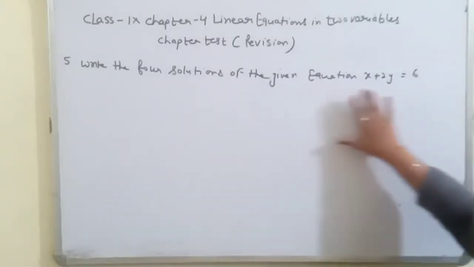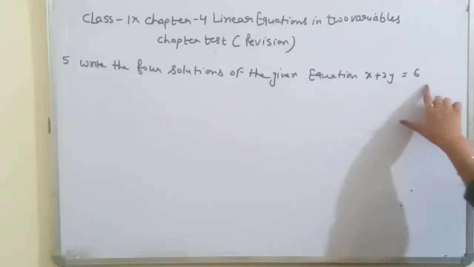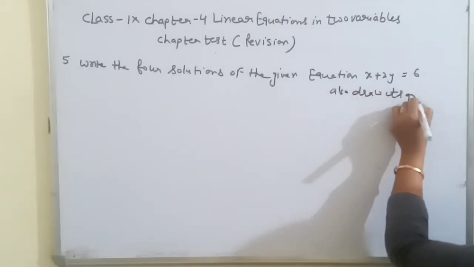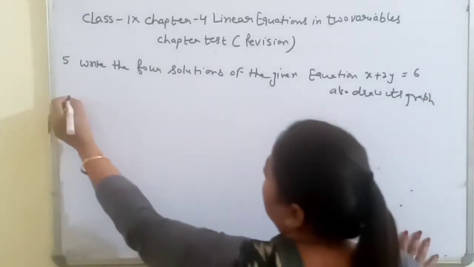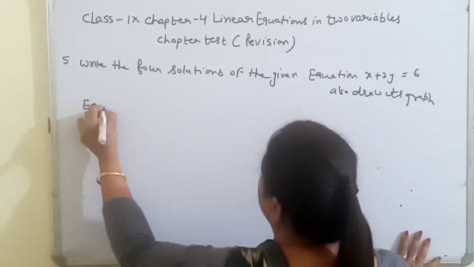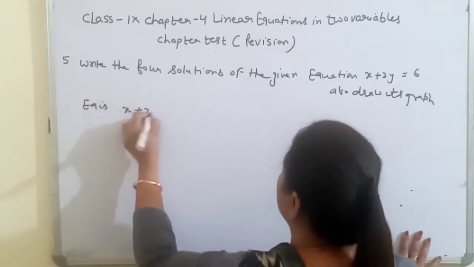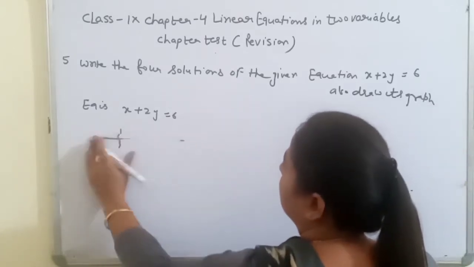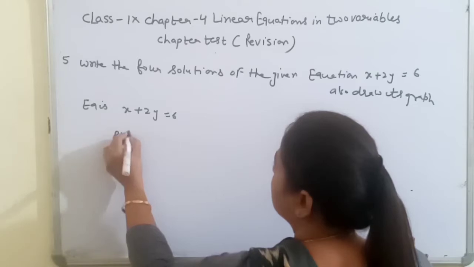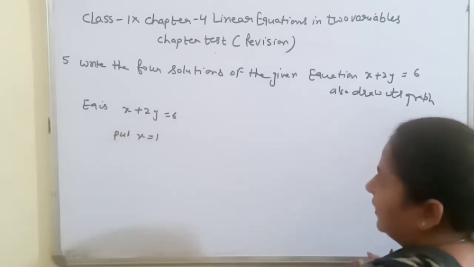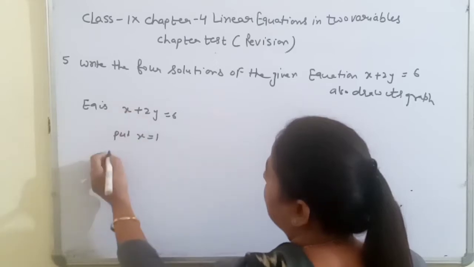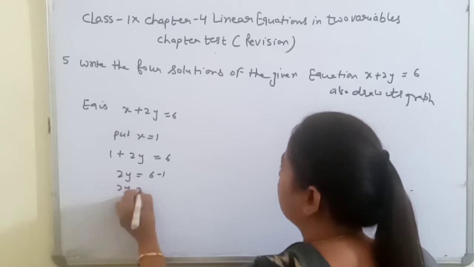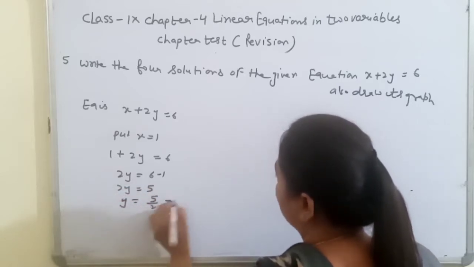Question number 5. Write four solutions of the given equation x plus 2y equals 6. Also draw its graph. So let's find. The equation is x plus 2y equals 6. We have to find four solutions. So let's put x equal to 1. When x is 1, what is the value of y? 1 plus 2y equals 6, 2y equals 6 minus 1, so y equals 5 by 2, which is 2.5.